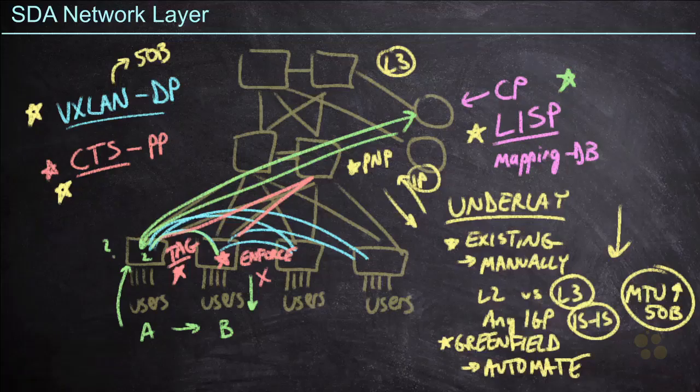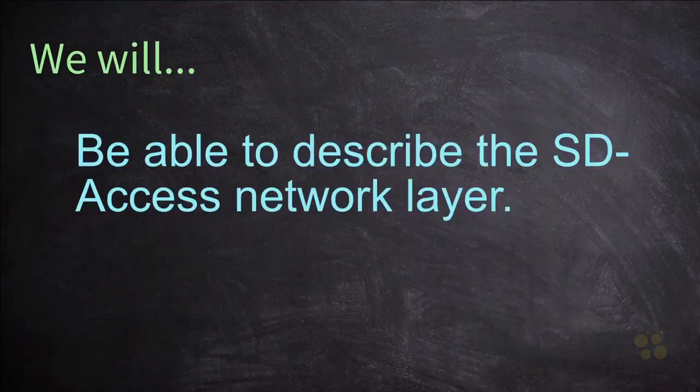So when it comes to software-defined access, the network layer is going to consist of both the overlay and the underlay, and we need to understand the key components of both. And with that, you are now able to describe the SDA Access Network Layer.